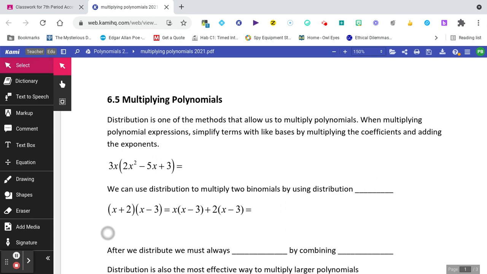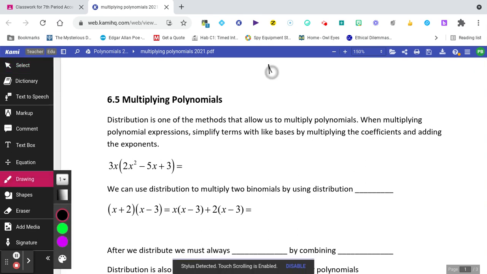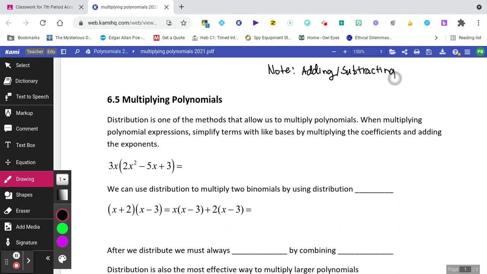The main difference here is that you've got to be really careful about what you do with the exponents. When you add and subtract polynomials, the exponents don't change, just the coefficients. So I'm just going to make a little note. You all added and subtracted polynomials. So I'm going to put adding and subtracting polynomials. Exponents don't change. I will tell you, when you multiply polynomials, the exponents will change.